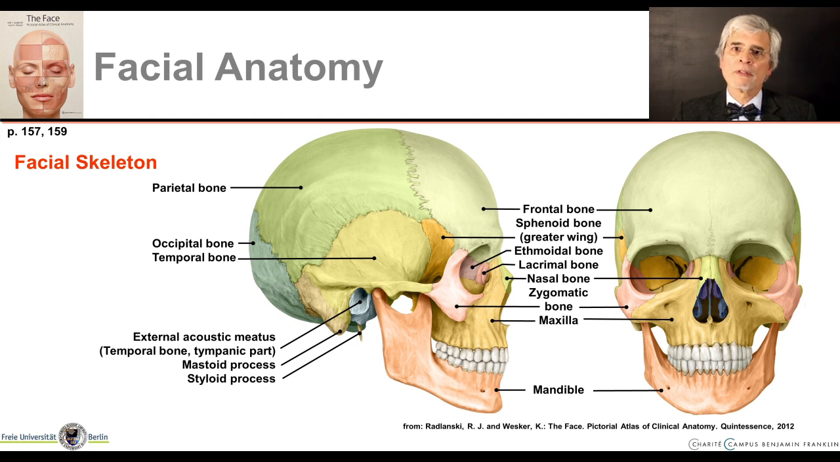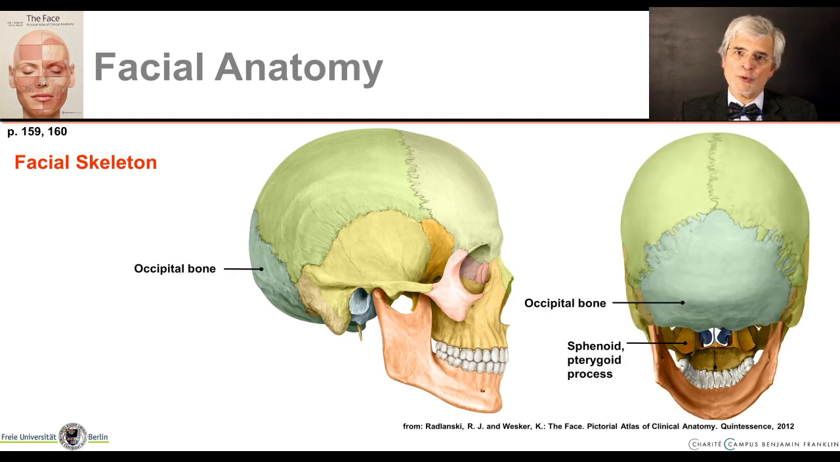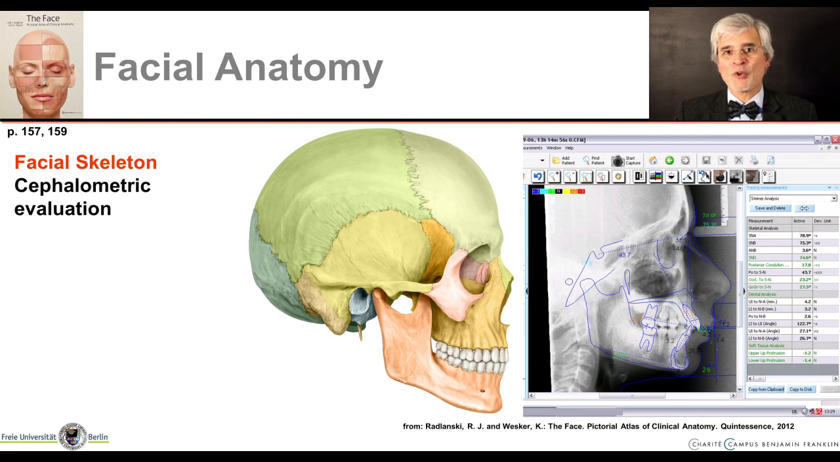And here is an unusual view from the back. Lower jaw, rows of teeth, and then you can look out at the front where it's light, right through the nose. And depending on what you will later do professionally, knowledge of the skull is important.